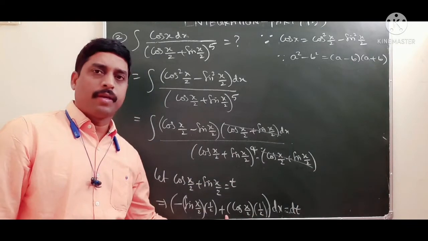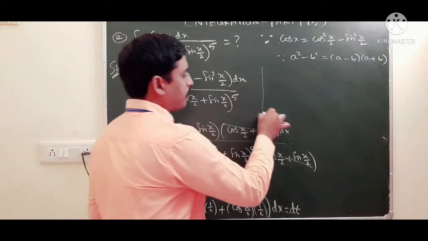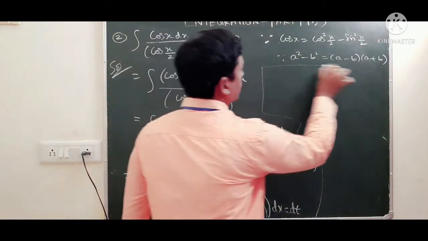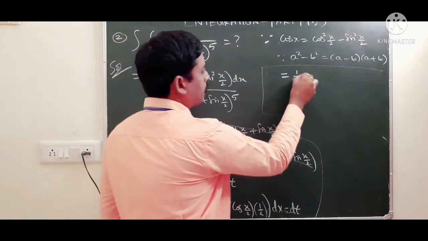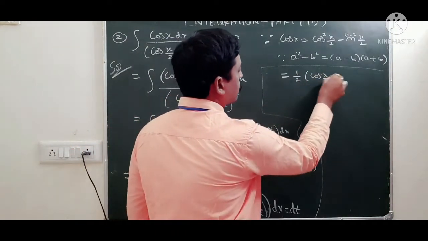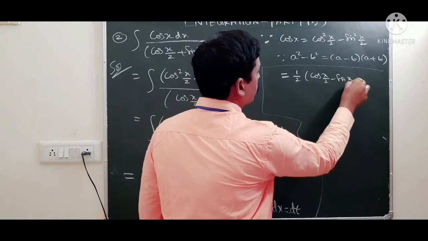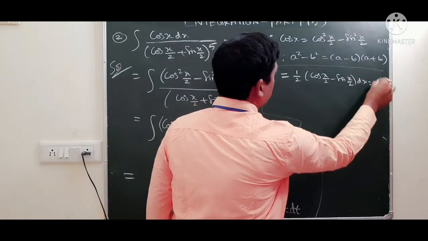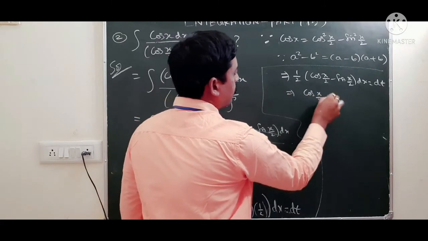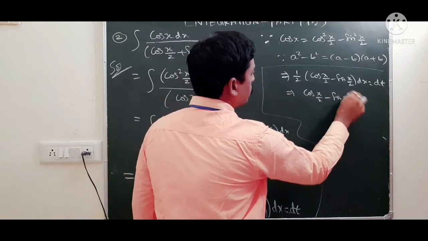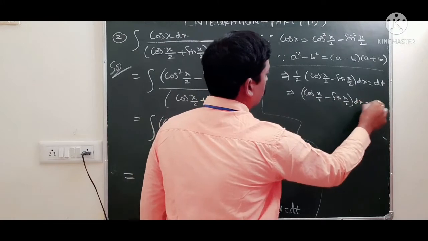In this, 1 by 2 is taken out common: (cos x by 2 minus sin x by 2) dx is equal to dt. So (cos x by 2 minus sin x by 2) dx is equal to 2 dt.